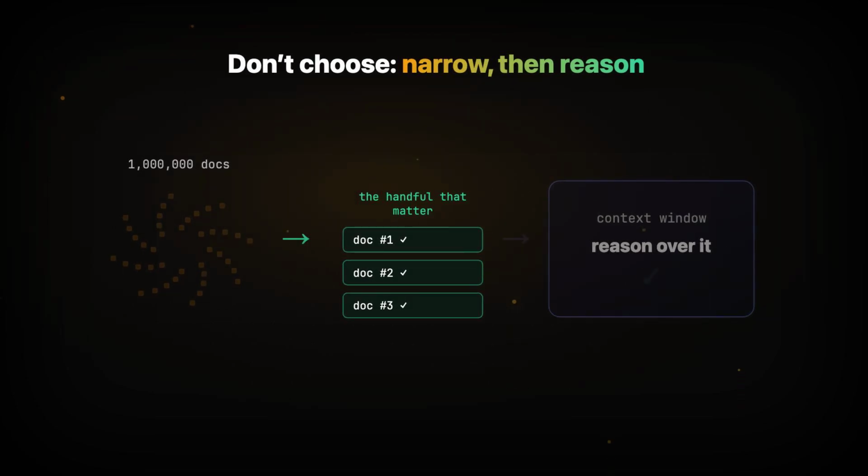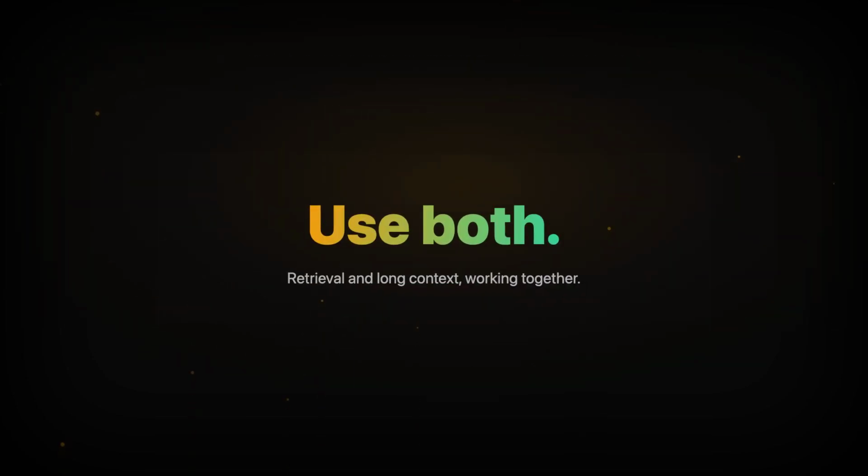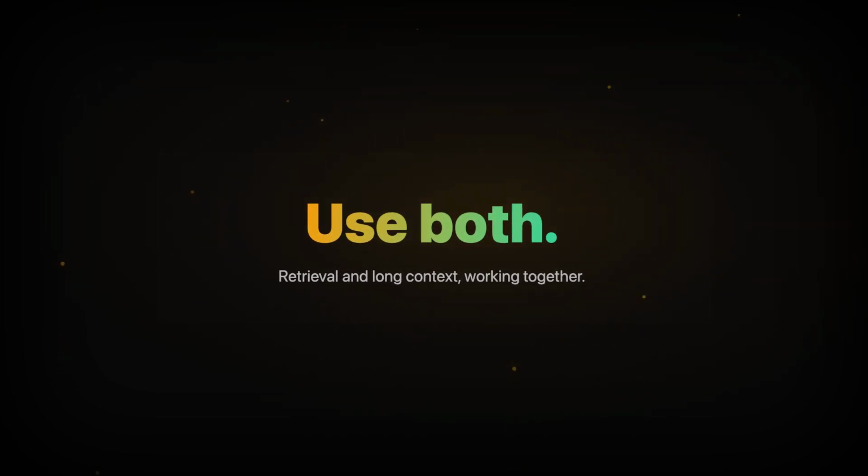So the better teams don't choose one or the other. They use retrieval to narrow a million documents down to the handful that matter, then let the large window reason over that focused set. Retrieval and long context working together.